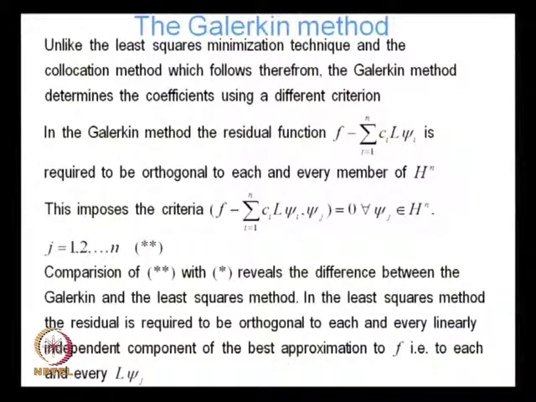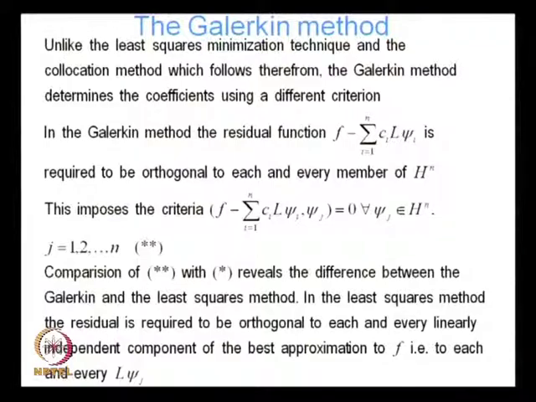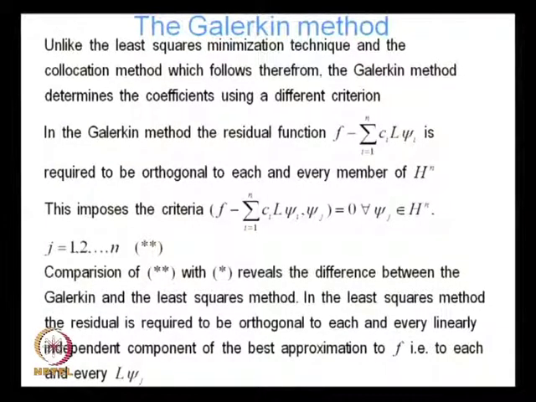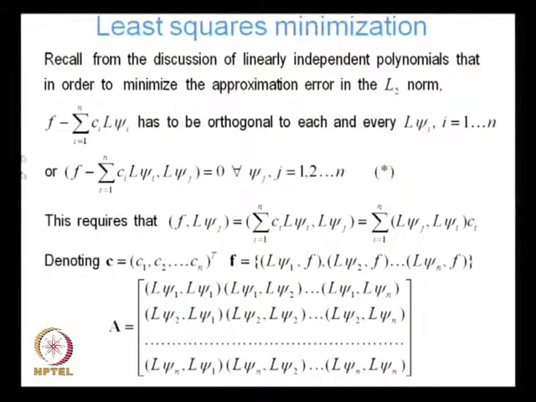This is different because in the least squares method, what did we see? The residual was orthogonal to each of the L psi i's. It is orthogonal to the linear operator operating on each of the psi i's: L psi 1, L psi 2, L psi 3, L psi m. But in this case the residual has to be orthogonal to the basis functions themselves, so it is orthogonal to each and every member of Hn. This imposes the criterion that the inner product of f minus the sum over i equal to 1 to n of c_i L psi i with psi j is equal to 0 for all j from 0 to m. If I compare this with that, you can see the crucial difference is that the least squares residual is orthogonal to L psi j, while in the Galerkin method it is orthogonal to psi j.